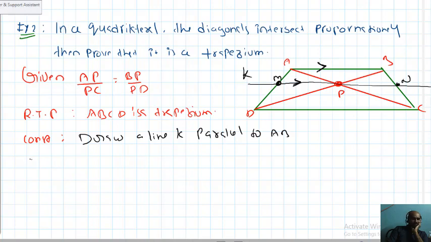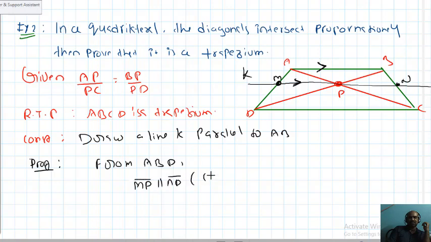Okay, so proof. From triangle ABD, I will take triangle ABD first. MP is parallel to AB. MP or K also, no? MP is a part of K only, construction. So now I can directly use BPT: AM by MD equal to BP by PD. So from BPT.